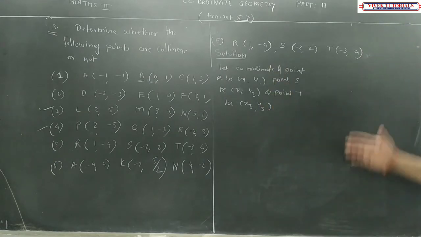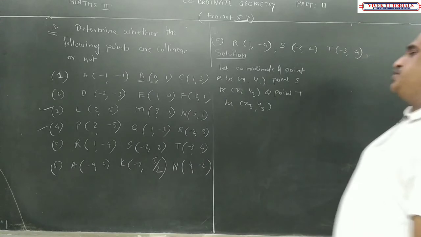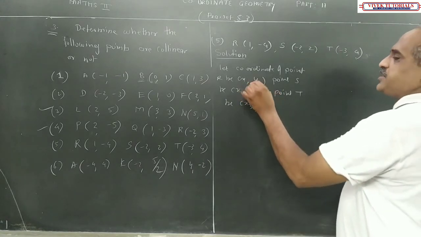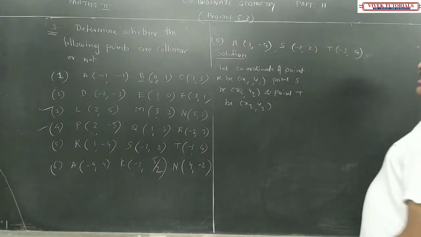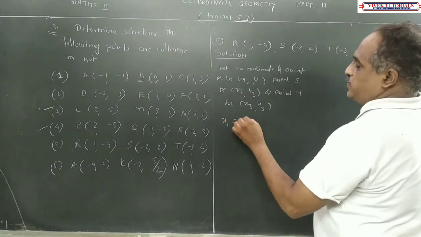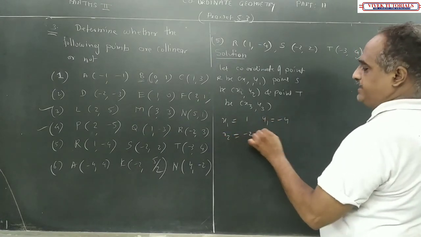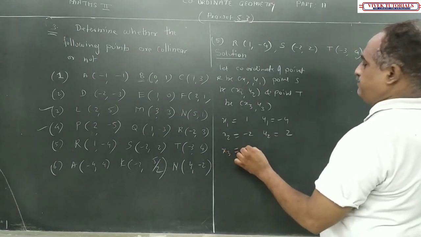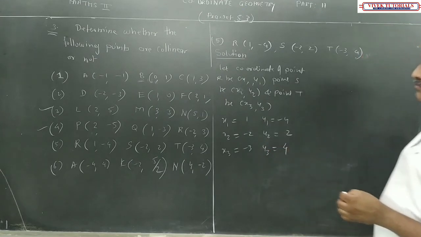Students, you can do this, because we have already completed 4 questions. The fifth or sixth question you can do by yourselves. Pause the video, do it, and then check whether your answer is right or wrong. Okay. So what you are getting is x1 is 1, y1 is -4, x2 is -2, y2 is 2, x3 is -3 and y3 is 4.